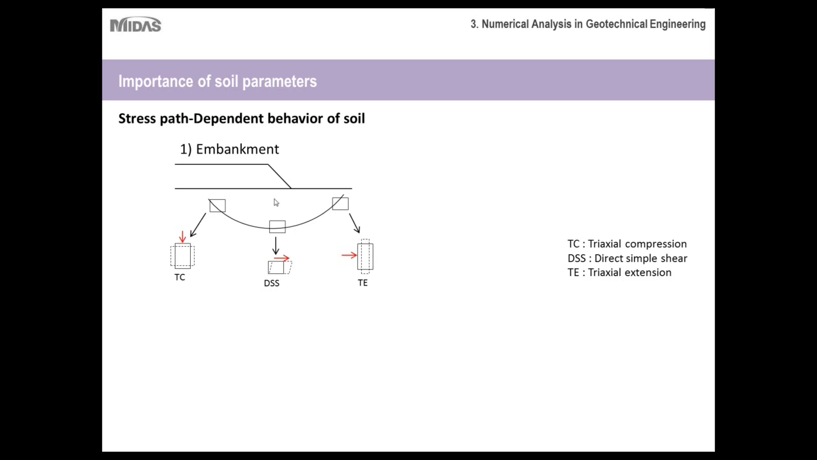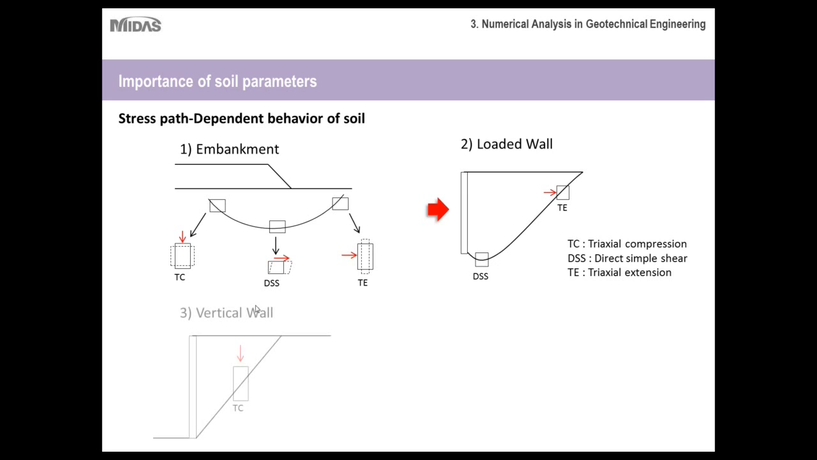So as you can see, it's a very simple, straightforward project, but because of the stress paths and the nonlinear behavior of soil, you would need 3 different tests to analyze how 3 different sections of the soil would react. The same principle applies to loaded walls. As you can see, you'd require a direct simple shear test as well as a triaxial extension test, simply because of the way the stress path moves across the soil.